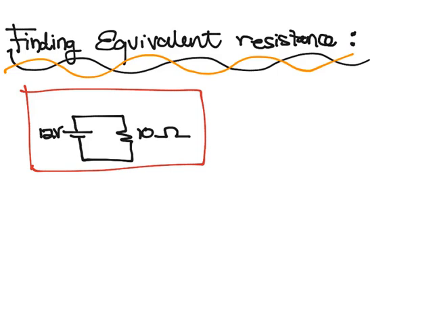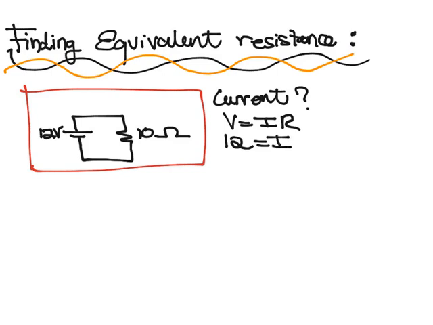And I want to know what is the current through this battery. Okay, last time I told you that the voltage is equal to current times resistance. So in this really simple circuit, you could go ahead and plug in the voltage as 12 volts. We are looking for I, and we know that the resistance is 10, so we can pretty easily solve for I. We divide both sides by 10, and we find that I is equal to 1.2 amps.